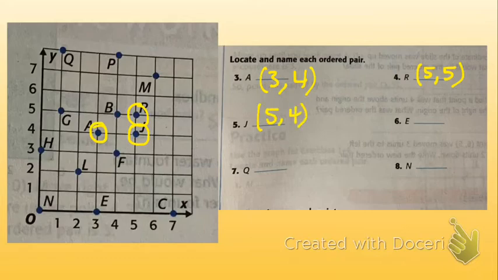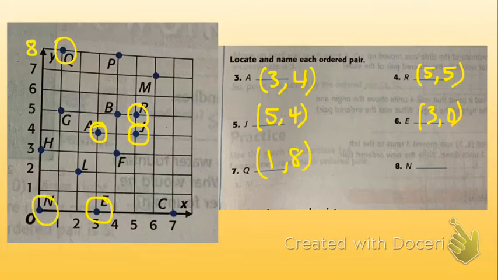Letter E, I am going over 3. This one's tricky. I'm not going up any, right? So it's 3, 0. And letter Q, all the way up here, I'm going over 1 and up. Well, there's no number there, but I can tell that the next number would be an 8, right? So it's 1, 8. And letter N, well, that's an easy one. That's at the origin, and we all know the origin is 0, 0. All right, so hopefully you got all of those 6 answers correct.